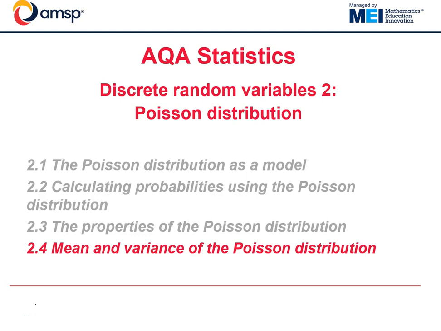Hello and welcome to this AQA Further Statistics video, Discrete Random Variables 2, the fourth in the series looking at the Poisson distribution. And this video is going to look at the mean and variance of the Poisson distribution.